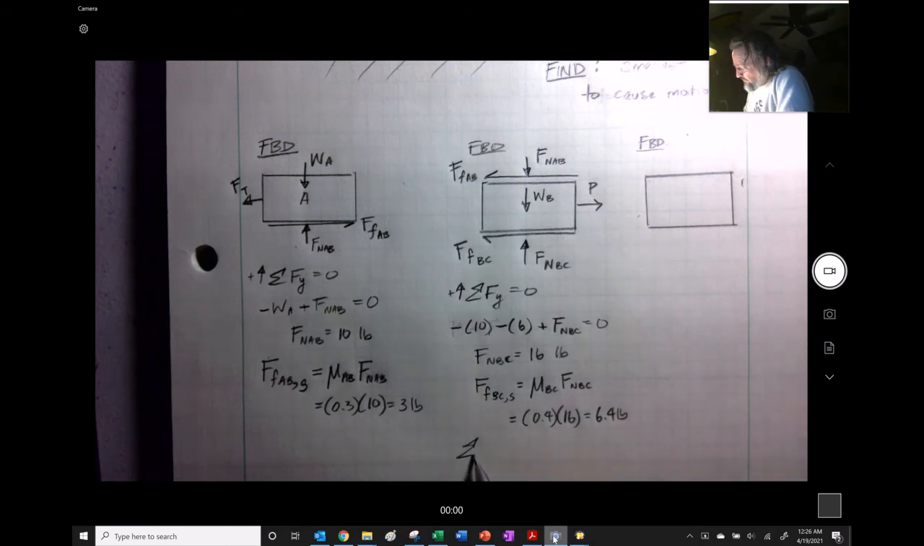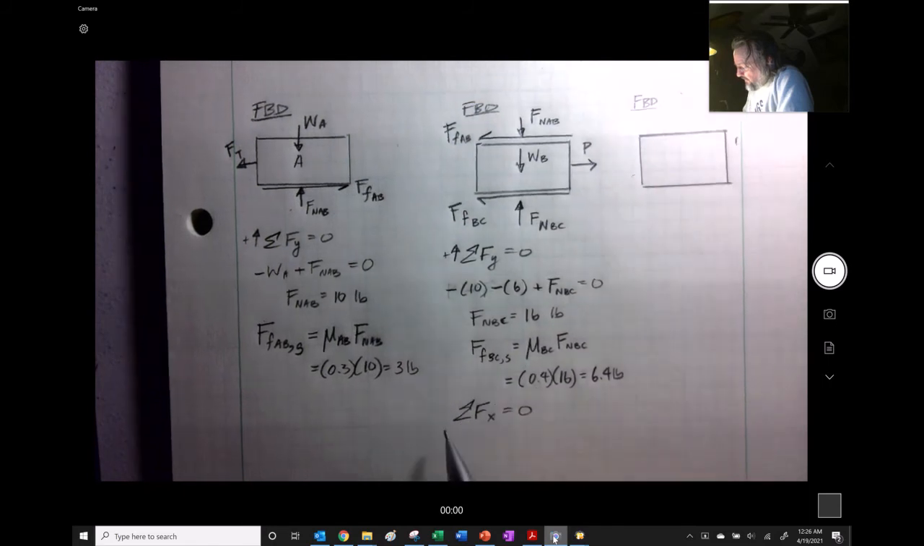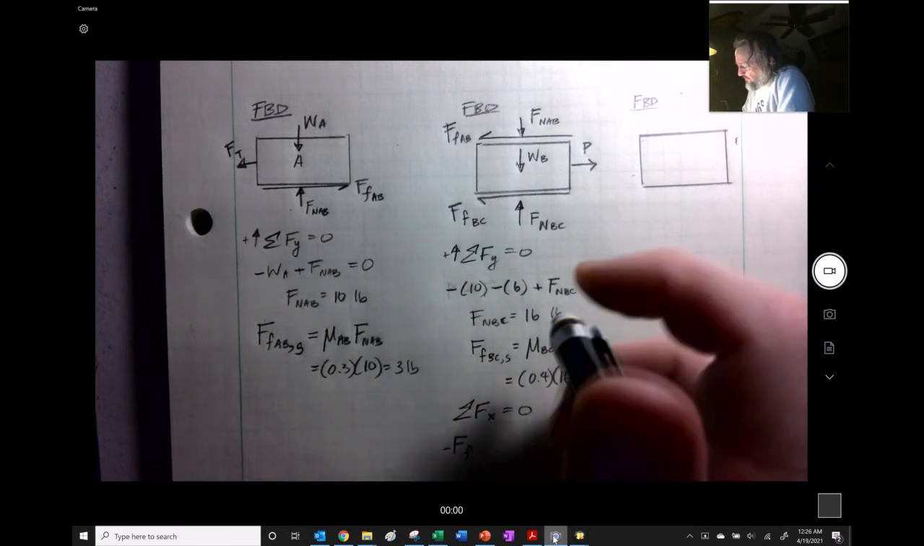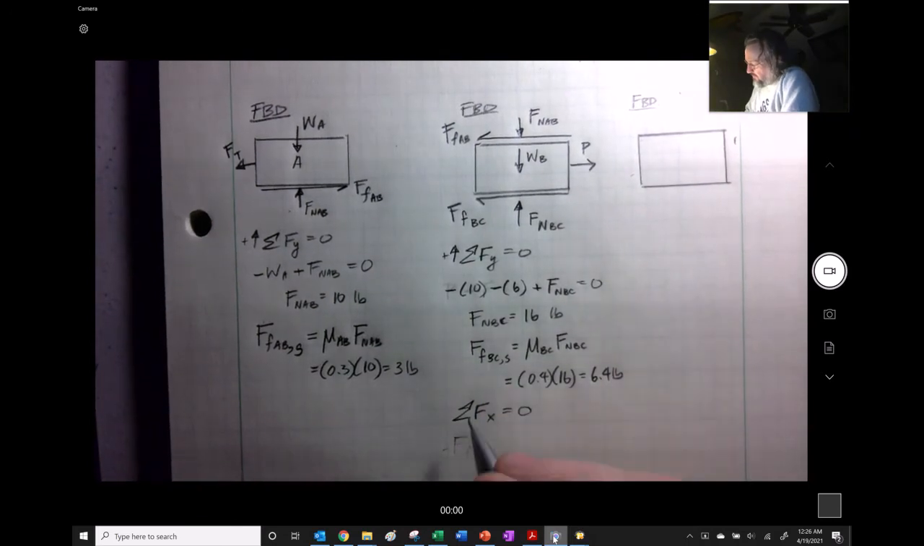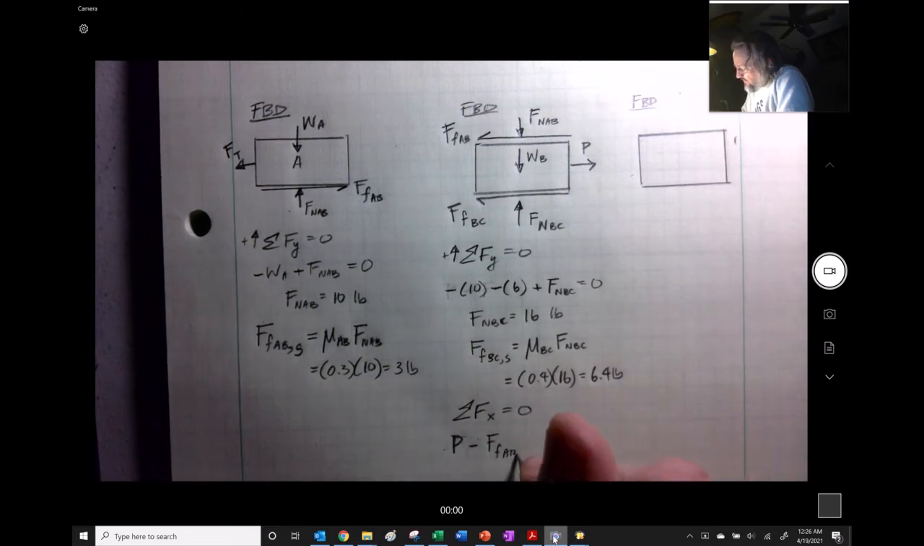We should do the sum of the forces in the x direction equal to 0 here. And so we're going to say that we have negative FF. Now let me start out with the positive one there. I'll start with the positive. That P minus FFAB minus FFBC equals 0.